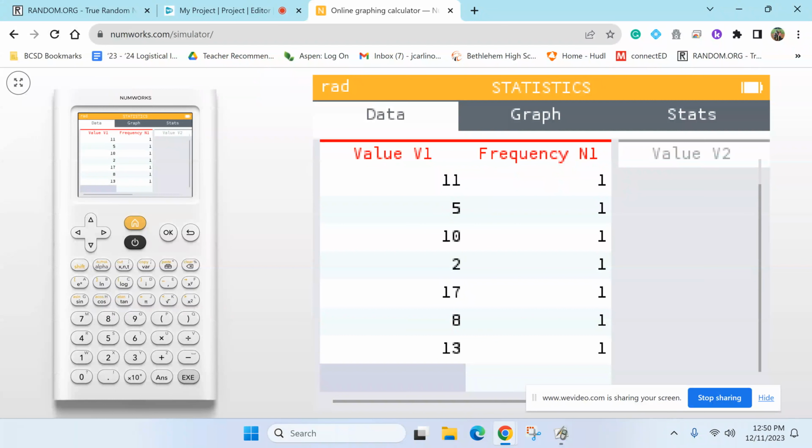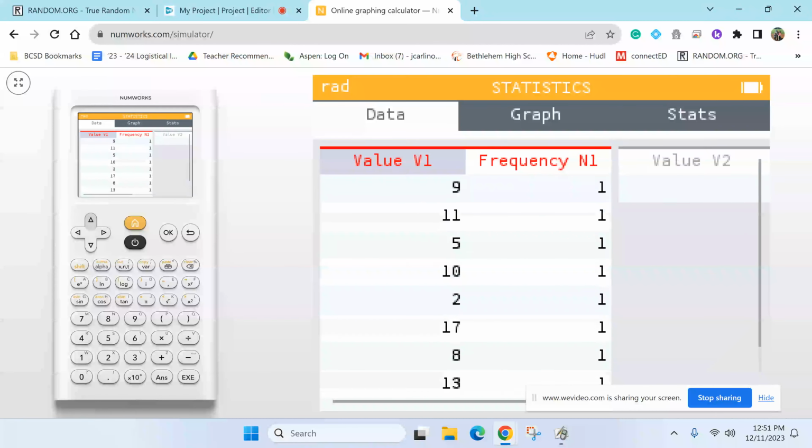Everyone, so you got data, graph, and stats. You want to go all the way up now. Data's going to be highlighted. Go over to graph. I want stats, please. Make sure stats is highlighted. Enter.